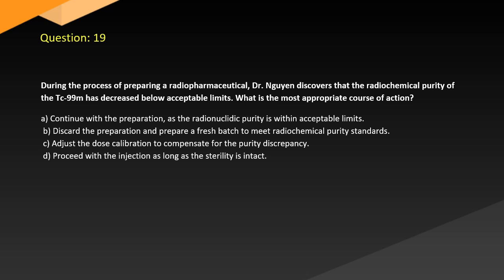Question 19. During the process of preparing a radiopharmaceutical, Dr. Nguyen discovers that the radiochemical purity of the Tc-99m has decreased below acceptable limits. What is the most appropriate course of action? A. Continue with the preparation, as the radionuclidic purity is within acceptable limits. B. Discard the preparation and prepare a fresh batch to meet radiochemical purity standards. C. Adjust the dose calibration to compensate for the purity discrepancy. D. Proceed with the injection as long as the sterility is intact.